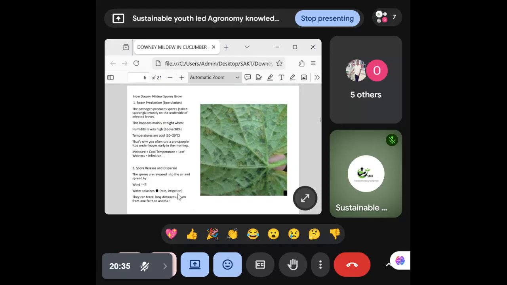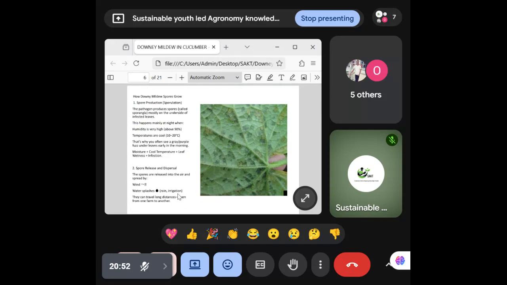Oh, thank you, sir. So how do these spores grow? Like I said before, it's a pathogen, even though we mistake it to be a fungus. You can look at the slide. I don't know if everyone can see the slide. So this is how it grows.